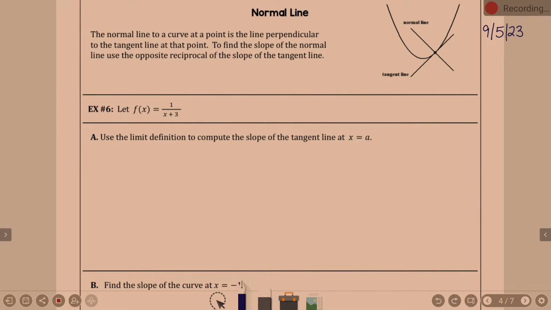Which I know we left off talking about normal lines, yes? Or getting ready to. Let me rephrase that. We left off, we had not talked about normal lines yet, but okay, so lesson 2.1.